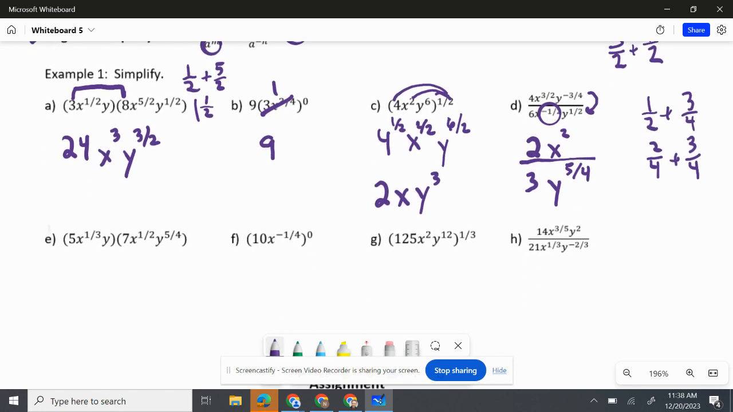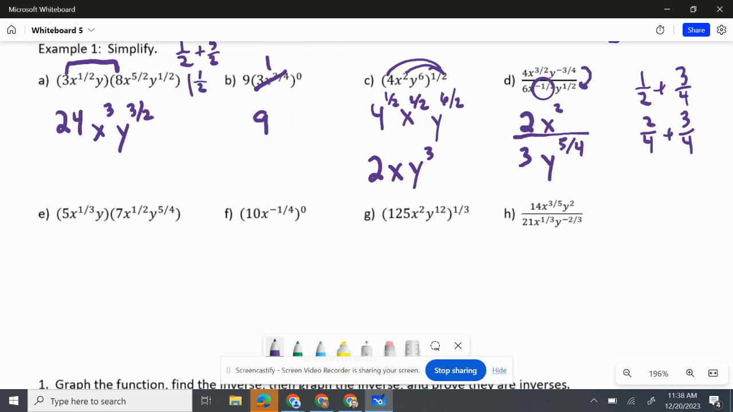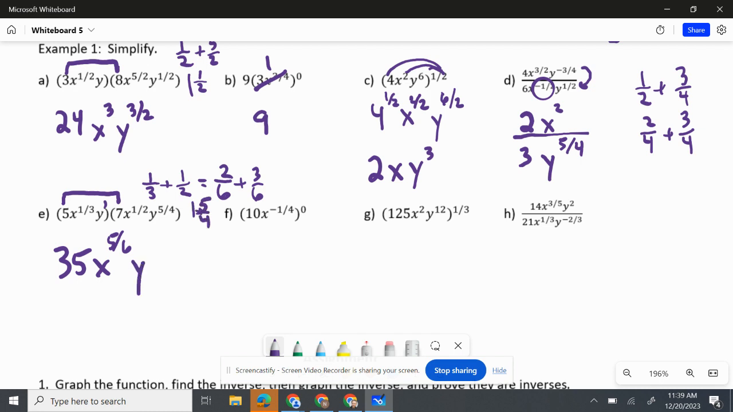Now the next 4 are similar. We're going to do the same thing when we multiply. 5 times 7 is 35. We have 1/3 plus 1/2. We need a common denominator, which of course would be 6. So that would be 2/6 and 3/6, which of course is 5/6. So we have x to the 5/6. This is 1y, so we have 1 plus 5/4, which is 1 and 5/4. If we write it as an improper fraction, 4 times 1 is 4, plus 5 is 9.